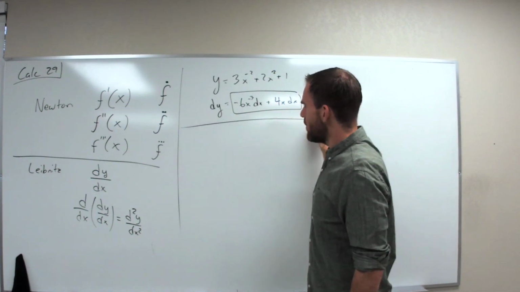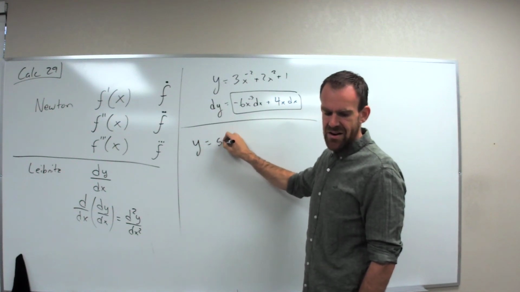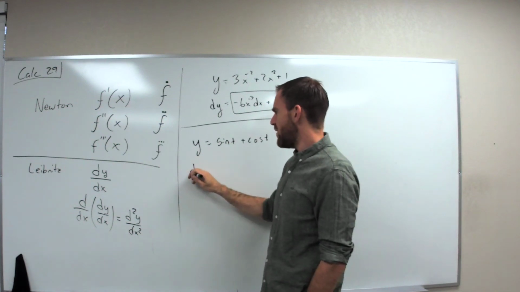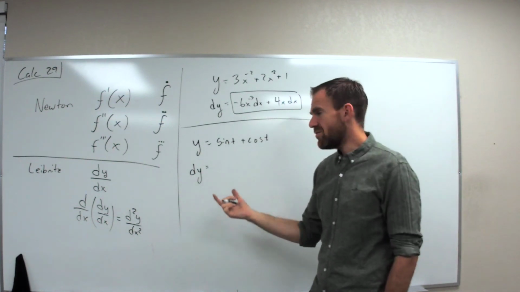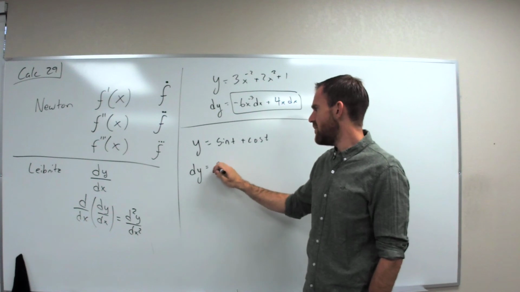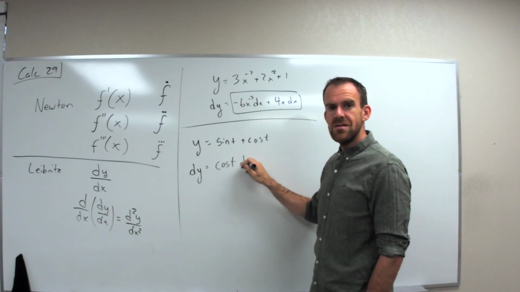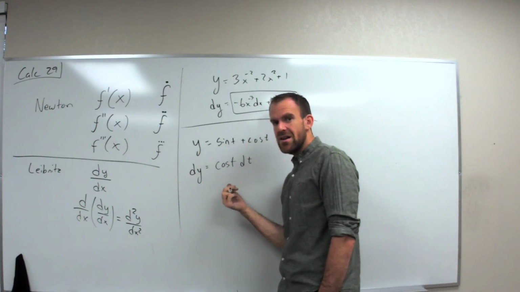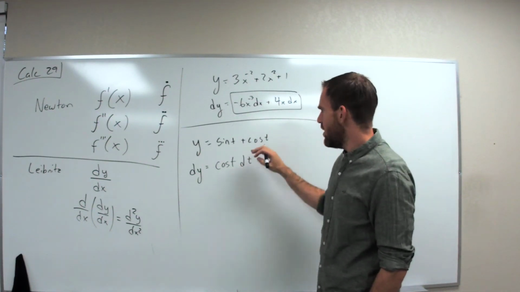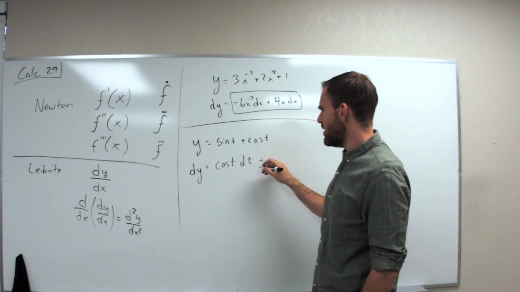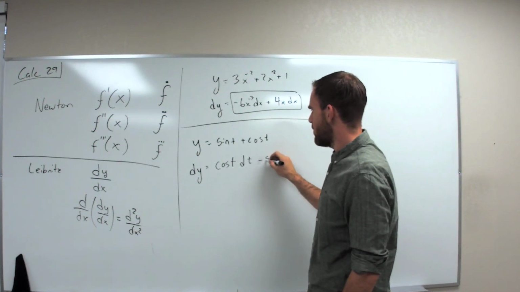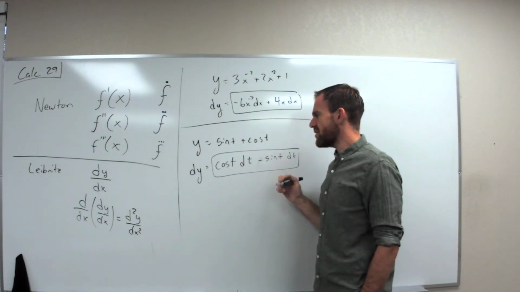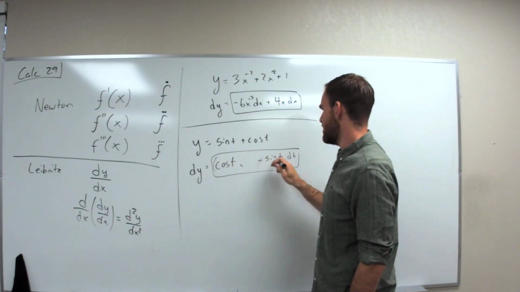Let's try another one. If we have y equals sine of t plus cosine of t, I am to find dy. We'll do the same thing. What's the derivative of sine? Well, it's cosine dt, because I took the derivative with respect to the variable t. So I append dt. Here, I take the derivative of cosine, that is negative sine, and again, dt. If you want, you can factor out the dt's and write them like this.